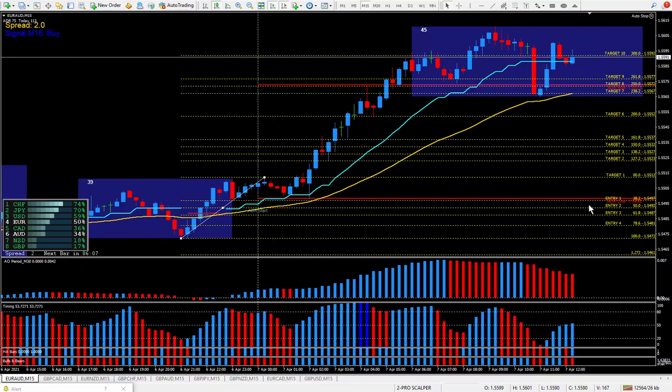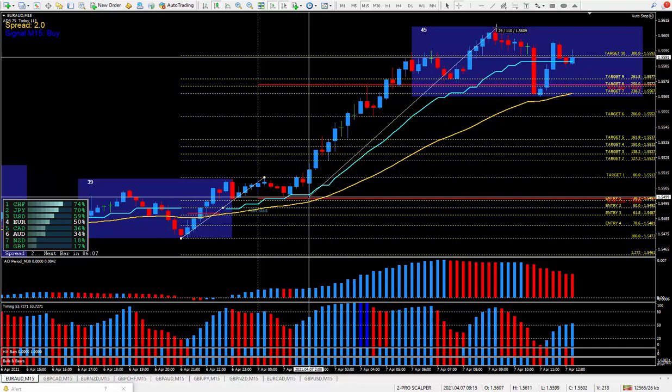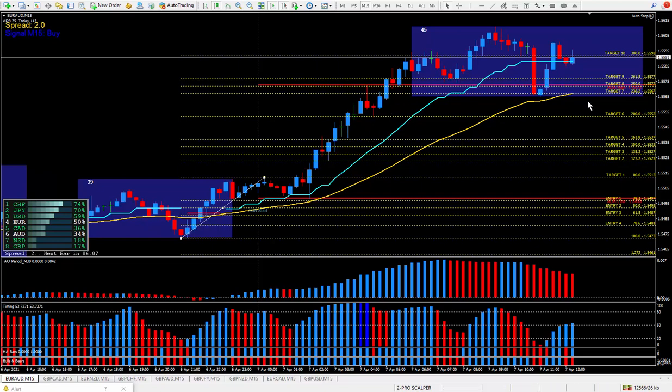So if you did take the trade around entry 1 right here, to this point was 94 pips and up to here is 110 pips. And you can aim for different targets as long as the indicators down at the bottom are suggesting you to stay in the trade.